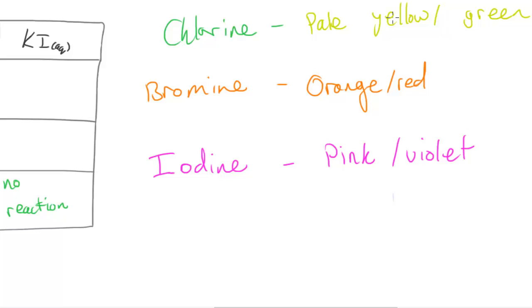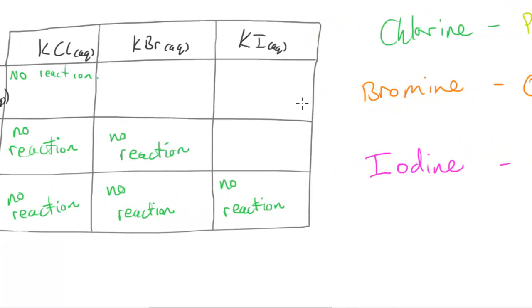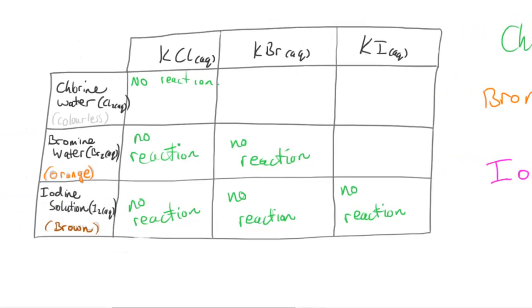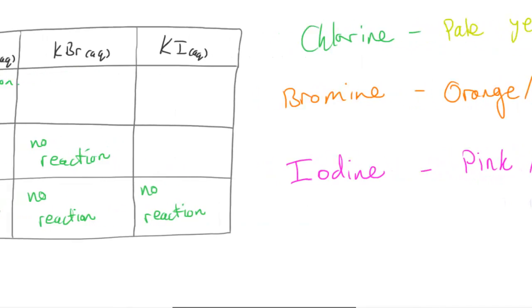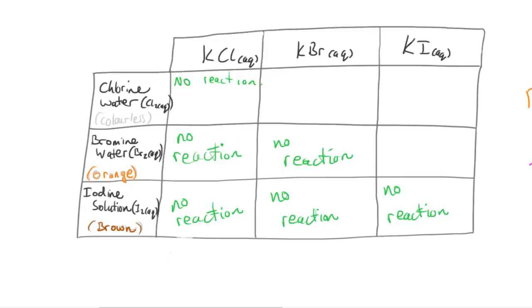And now using these colors, and chlorine, I'm probably not going to be using this color here since it doesn't get displaced, since I don't have fluorine. But using these colors, let's fill out this table. So what's going to happen when we react the chlorine water and the potassium bromide, and add the organic solvent?